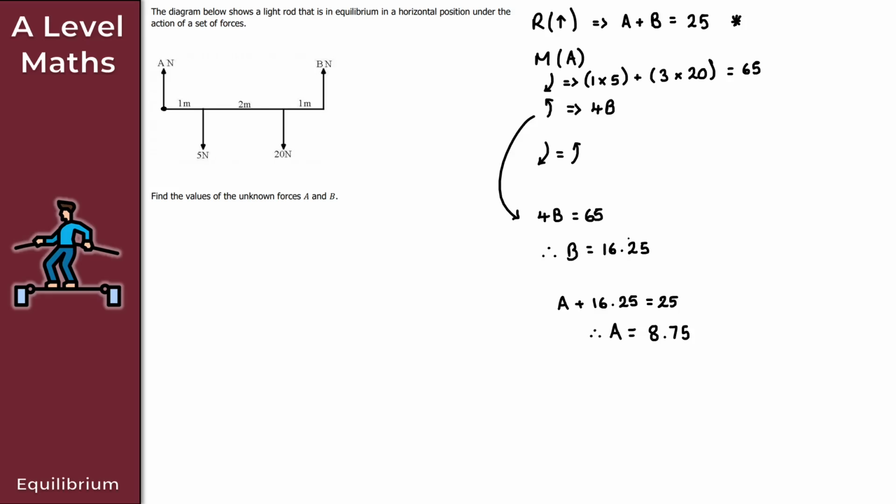Okay, so B, 16.25. I'll also add on the units here. It just asks for the value, but I'll add the units on just to be precise. So 16.25 newtons there, and same again for A here. Okay, and there we have it. So that gives us the values of the unknown forces A and B. And that actually gives us the solution to the very last question, question 2. And that brings us to the end then of this video on equilibrium.